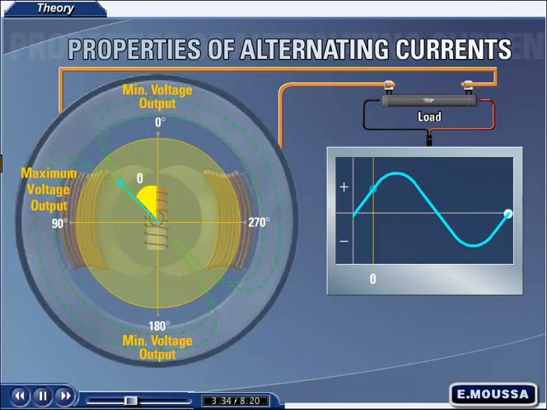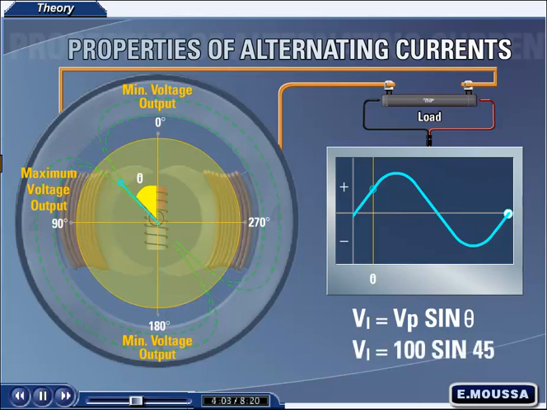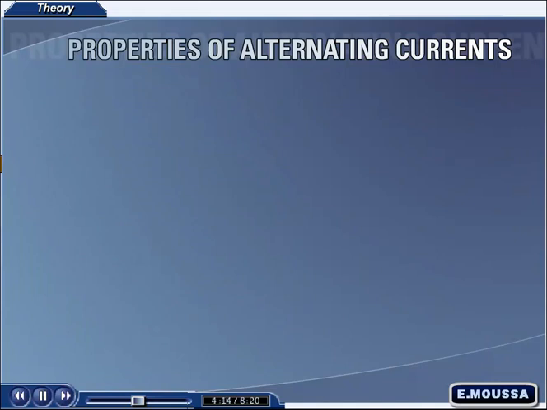We can therefore use the sine function to calculate the instantaneous output voltage, shown as VI, at any given angle, shown as theta. VI equals V peak sine theta, where V peak is the peak output voltage. For example, to calculate the amplitude of a waveform having a peak output of 100 volts at an angle of 45 degrees, we would plug the values into the equation as follows. VI equals V peak sine theta. VI equals 100 sine 45 degrees. VI equals 70.71 volts. Therefore, at an angle of 45 degrees, this waveform would have an output of 70.71 volts.